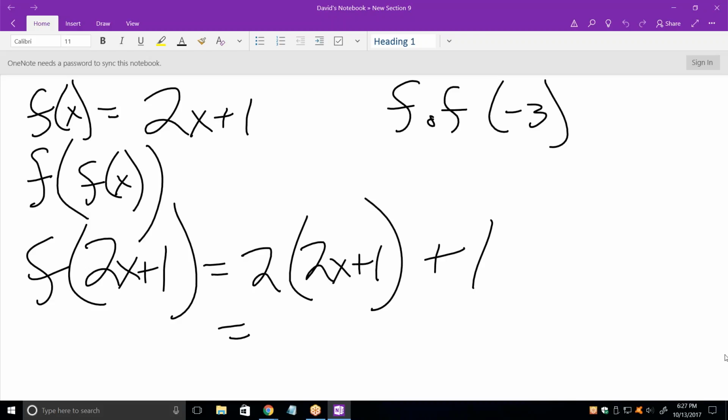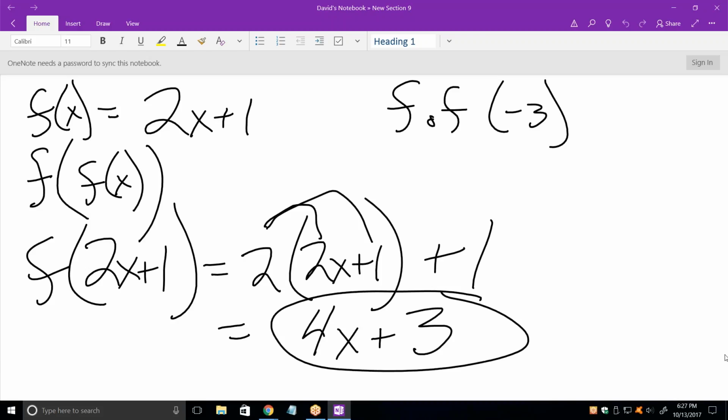Okay, so then we'd have 4x plus 4 plus 1, which would be 4x plus 5. Almost. 4x plus 3. See why? Why is it 3? Oh yeah, I see why. That's 2, not 4. Yeah, my bad. Okay, now that's what f of f of x is.